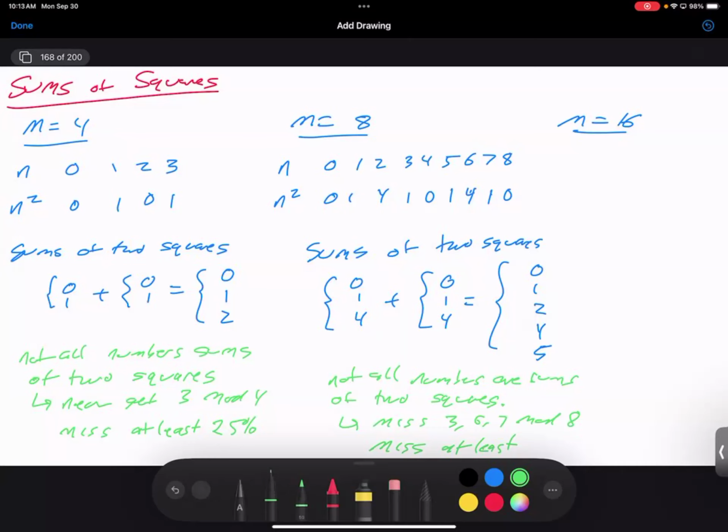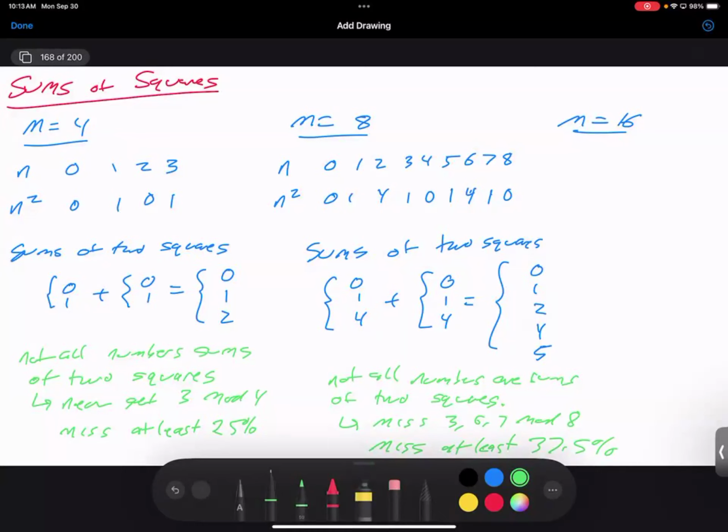Three-eighths. Who can do the math? 37.5%. So notice if we looked at things mod 4, we know we miss at least 25%. We might miss more. Looking at things mod 8, we see we actually do miss more than 25%. We miss at least 37%.